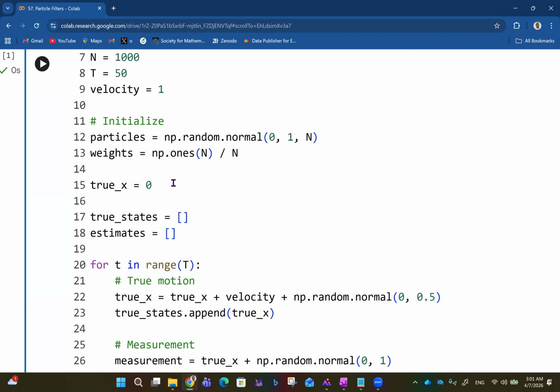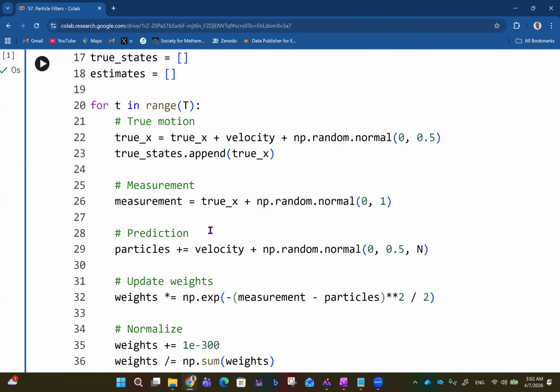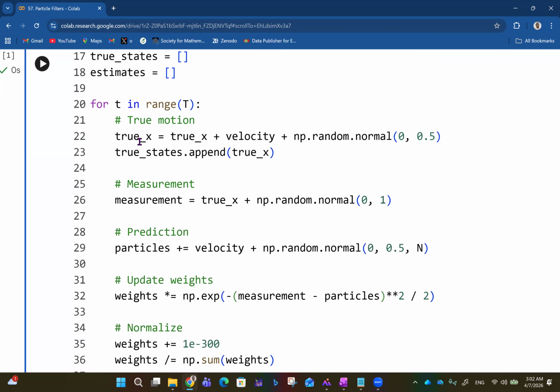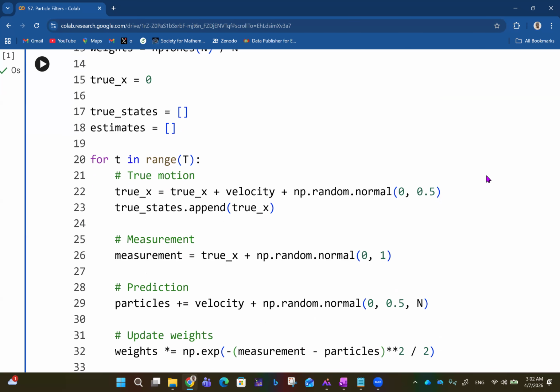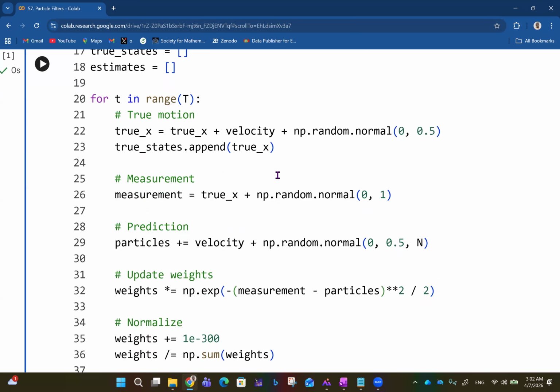So that's used for some kind of initialization. You have two states and estimates, so you are declaring this to receive them as you update. Then you have the true motion. True x is true x plus velocity plus a measure of randomness, which the epsilon sub t represents, as you have it here, for a simple 1D tracking, right? Then you have the measurement, like that.